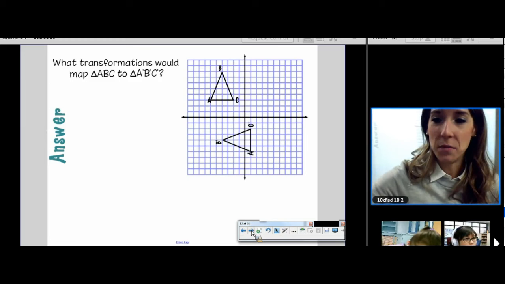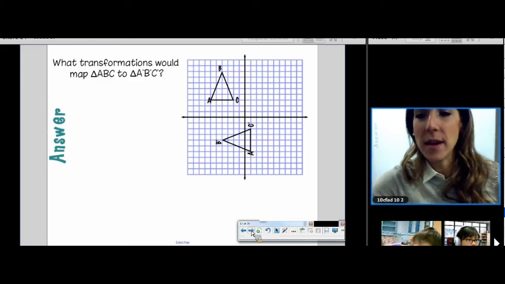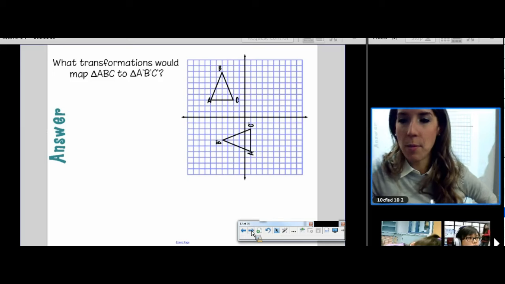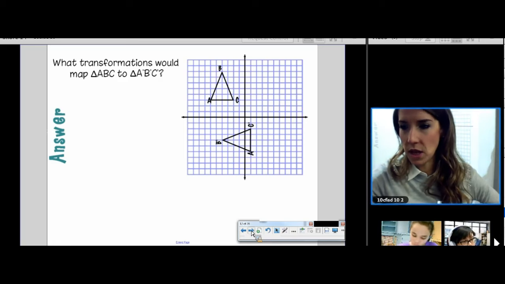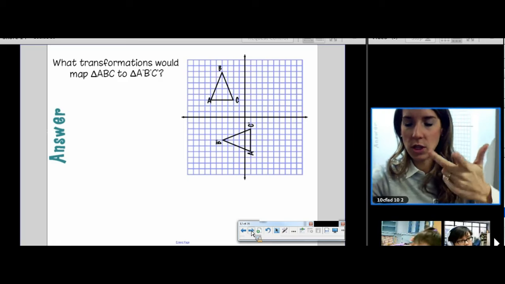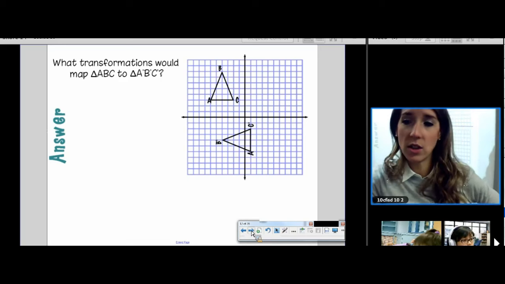Let's do a composition where you're doing two at once. What transformations would map A, B, C to A prime, B prime, C prime? So two things happened here. What two things do you think this is made up of? A translation and then a rotation. Do you think you could switch those? Do you think it could be a rotation and then a translation?